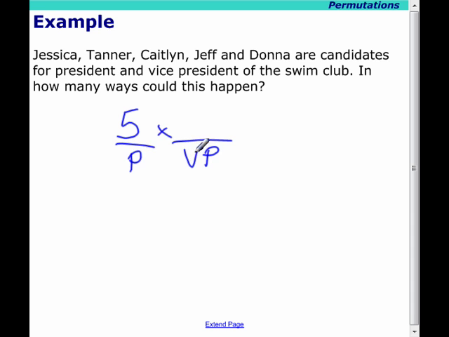One president, one VP. Can't be the same person. So if I've already picked a person for the president, I won't have him to pick for vice president. So there'd be only 4 options, having already picked a president. So, with 5 people, there would be 20 different permutations of picking a president and a vice president.